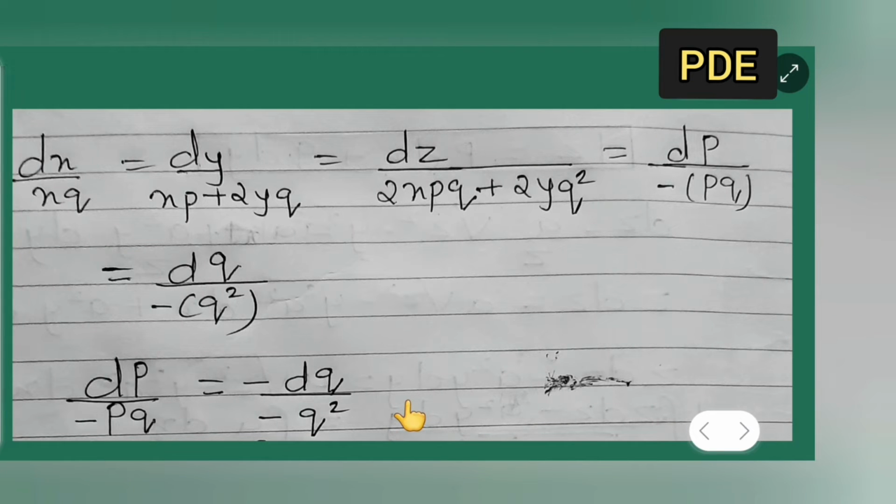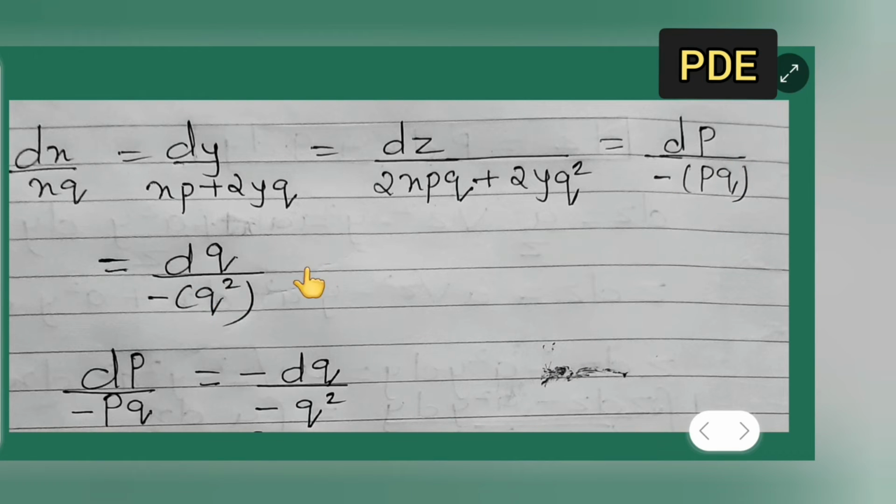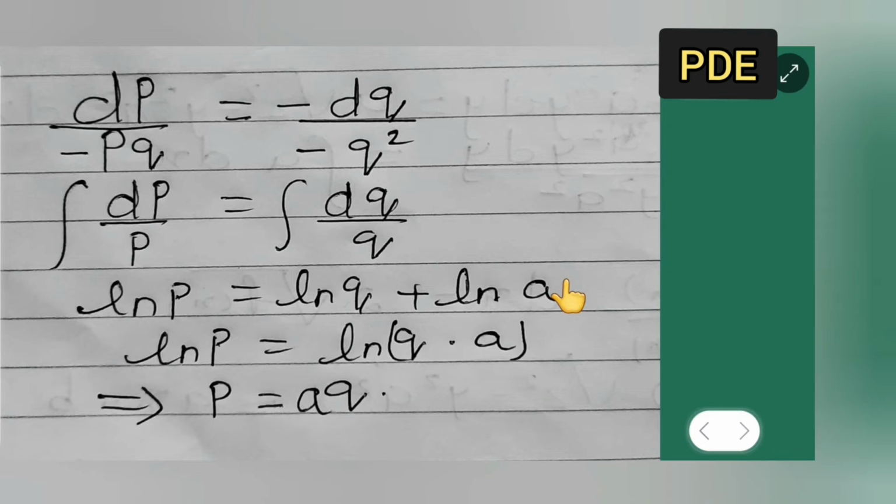Okay, so I have taken this two over here, this and this. Okay, so I'll turn the page. So what I got is dp upon minus pq is equal to minus dq upon minus q the whole square. So what is going to happen over here is the minus sign is going to get cancelled. Q along with this q will get cancelled. What is going to remain is dp upon p is equal to integral of dq upon q.